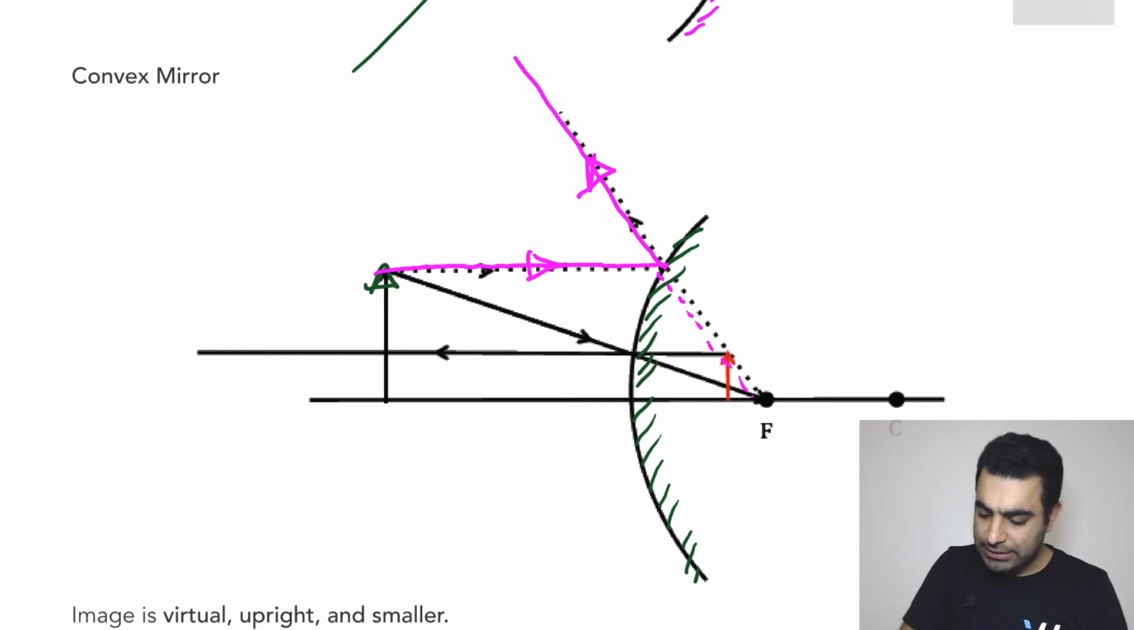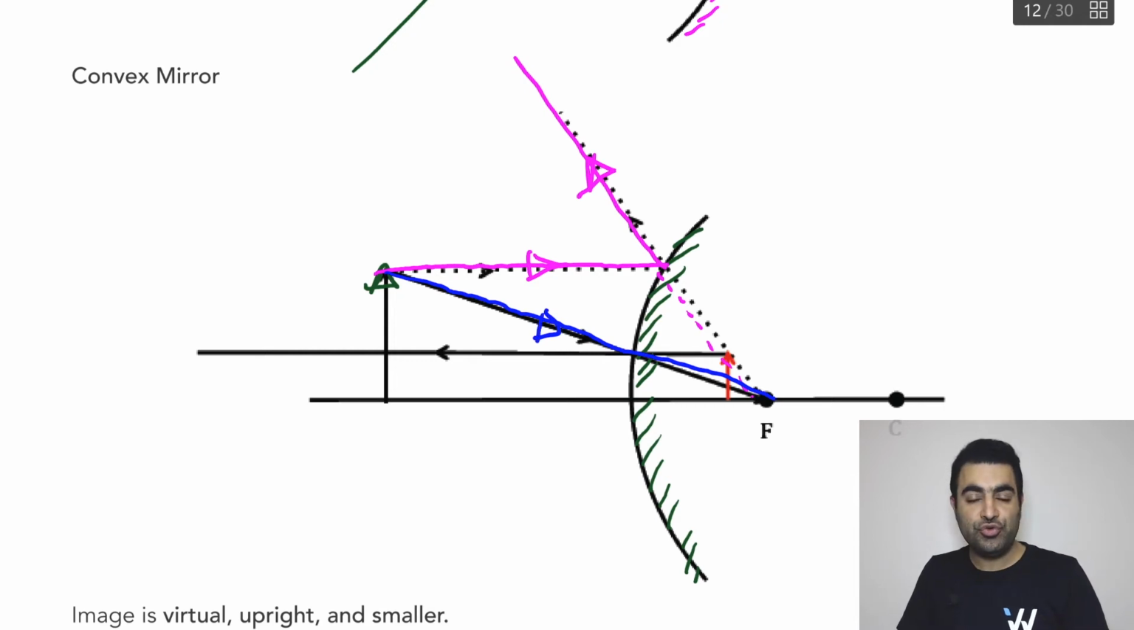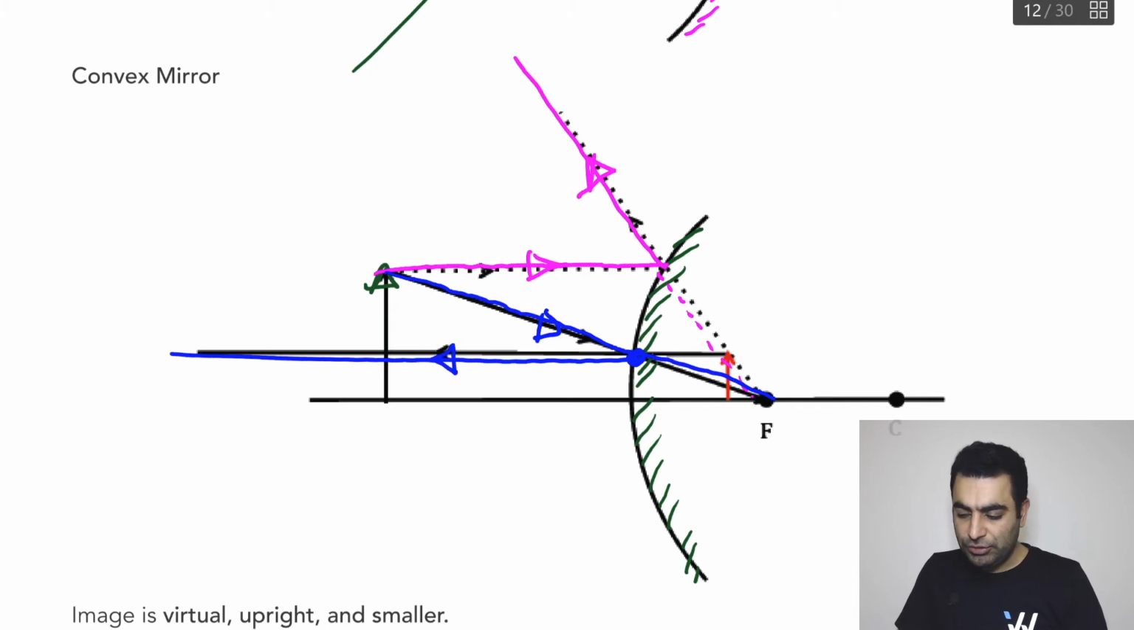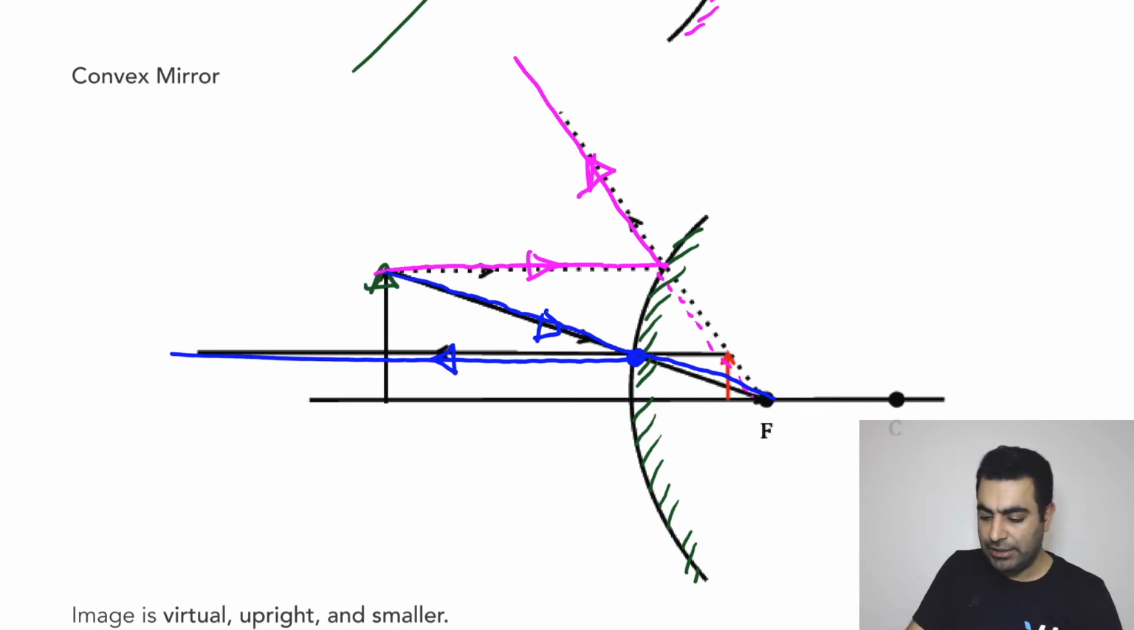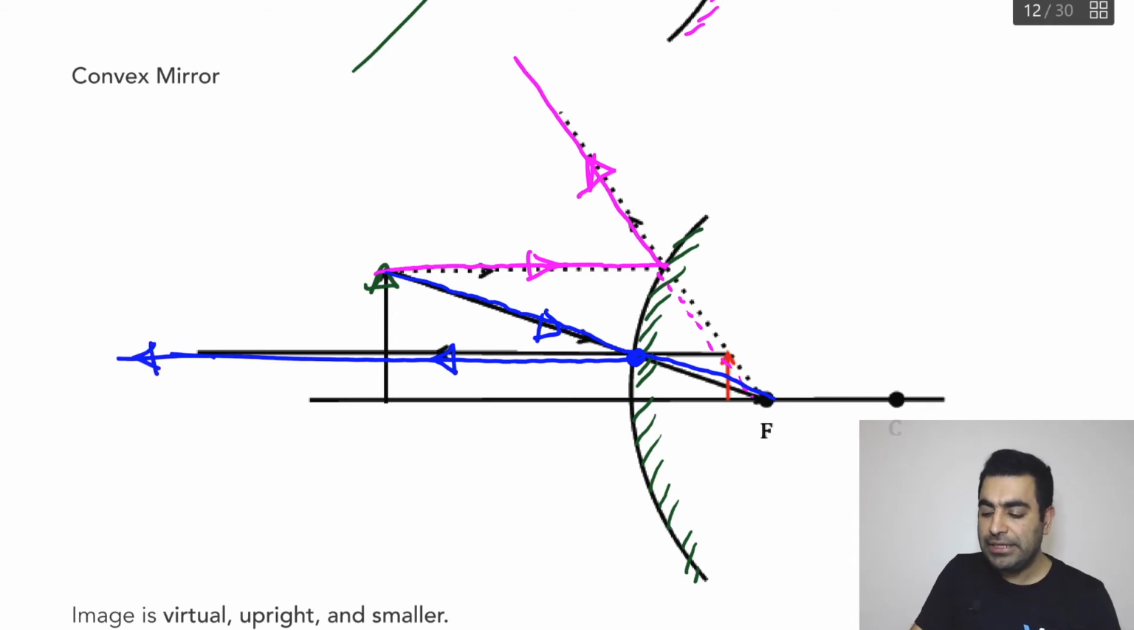The other ray I consider here, for example, would be the one which is going to pass through the focal point. So if I consider the other one, this one is going to pass through the focal point like this. So we expect this one to reflect parallel to the axis. It means that at the moment it hits the mirror, it's going to reflect back parallel to the axis. These are two different rays we consider here, but we can see that the blue ray and the pink ray are going to diverge with respect to each other.